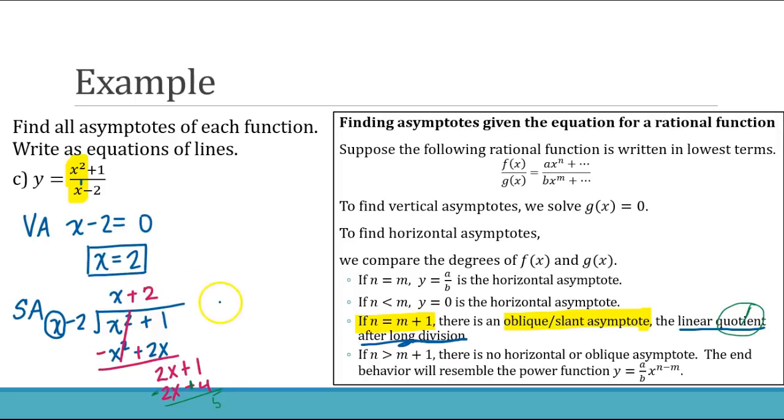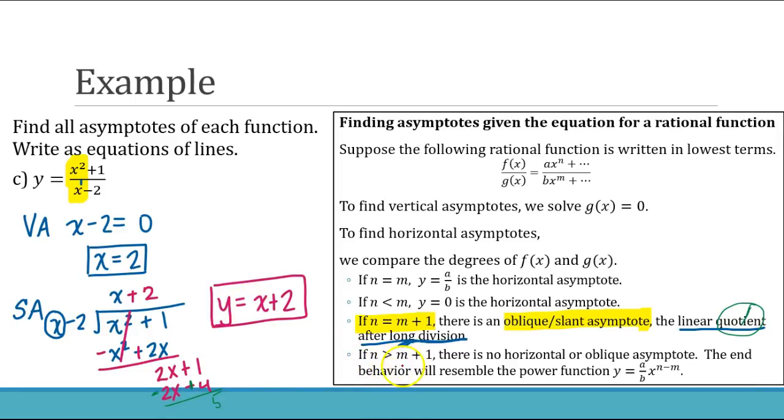So the slant asymptote, it turns out, is just y equals x plus 2, which is linear, right? It's of the form mx plus b. So it's only the quotient part. We don't actually care about whatever the remainder is. It's just the quotient part that we're interested in.